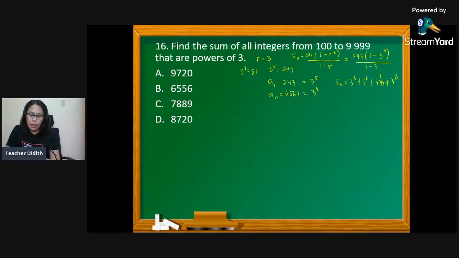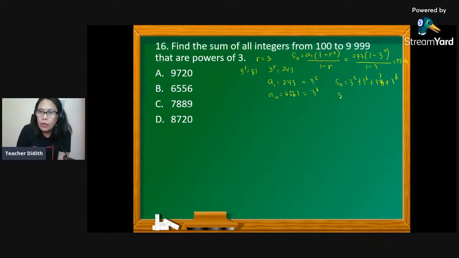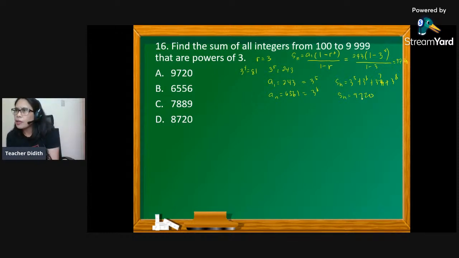2, 4, 3. Sige, you just type your answer. It's 9,720. So either way, this is 9,720. And of course, this is also 9,720. And what's your answer? A. Okay. Wow, very good, Lou. You're correct.